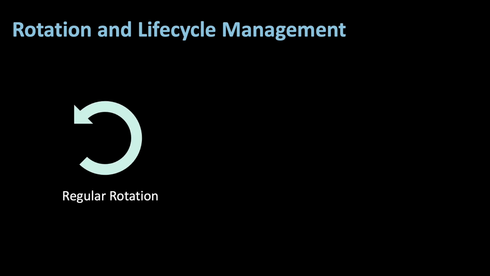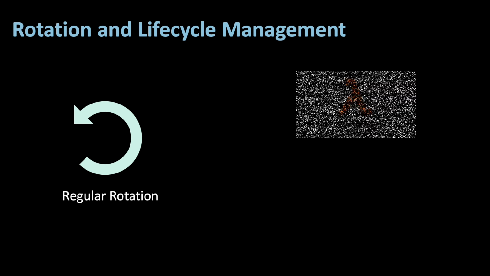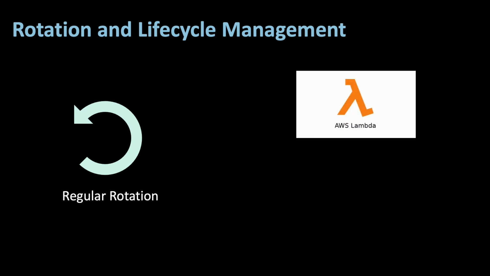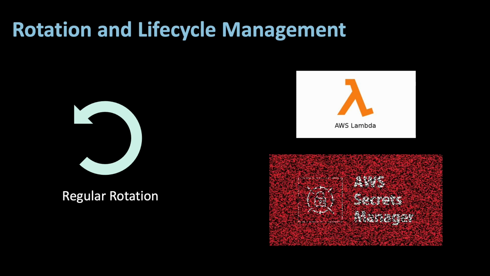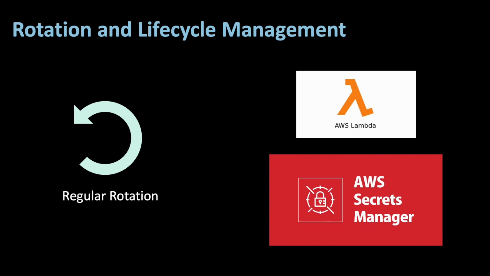Next, we talk about rotation and lifecycle management. Regularly rotating credentials is a fundamental security practice. It diminishes the window of vulnerability and minimizes the risk of unauthorized access. Automating the rotation of credentials can streamline this process. AWS Lambda functions, for example, can be employed to automate the periodic rotation of database passwords stored in the AWS Secrets Manager. By doing so, organizations enhance the security posture and reduce the potential impact of credential compromise.